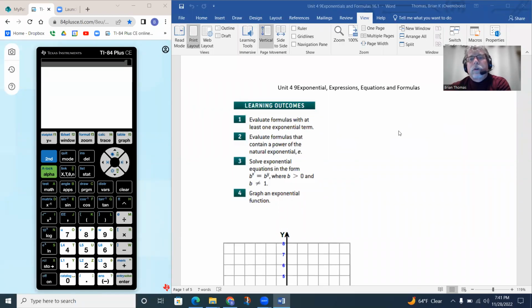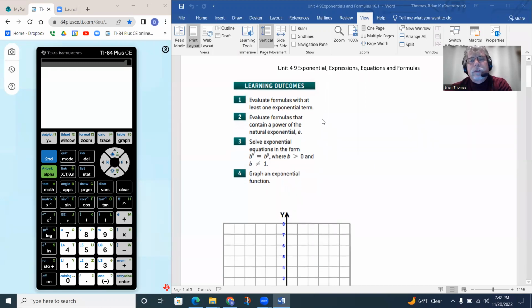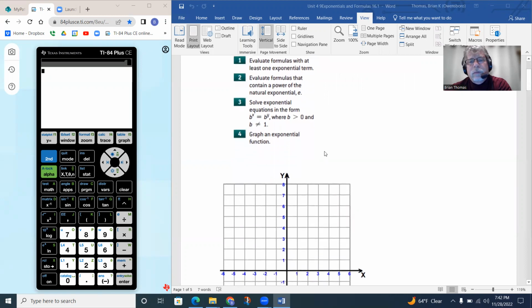So in this lesson, we're going to work with exponential expressions, equations, and formulas. Some things we're going to be looking at: we're going to be evaluating exponential expressions, mostly using a calculator. We're also going to introduce this special number e, working with e, and that's pretty much what we'll mostly focus on, those two main things.